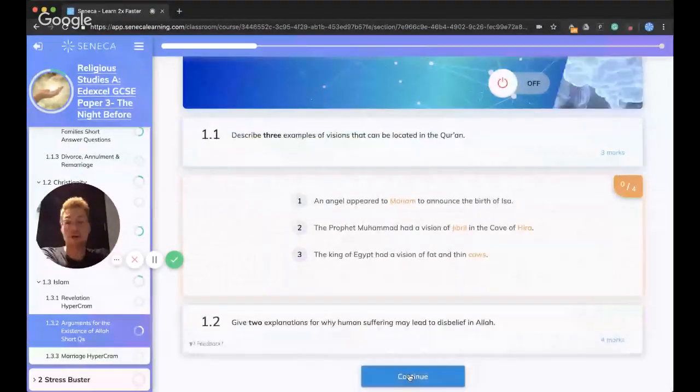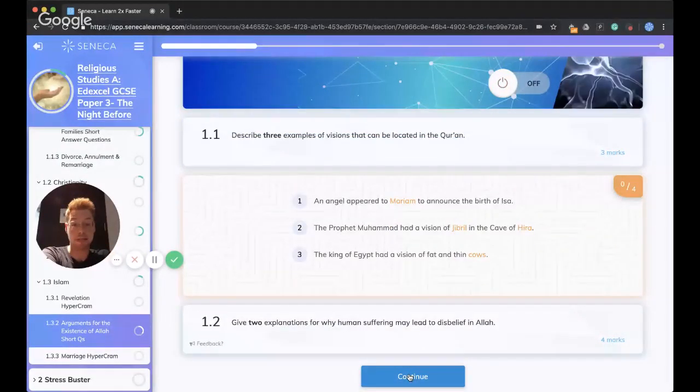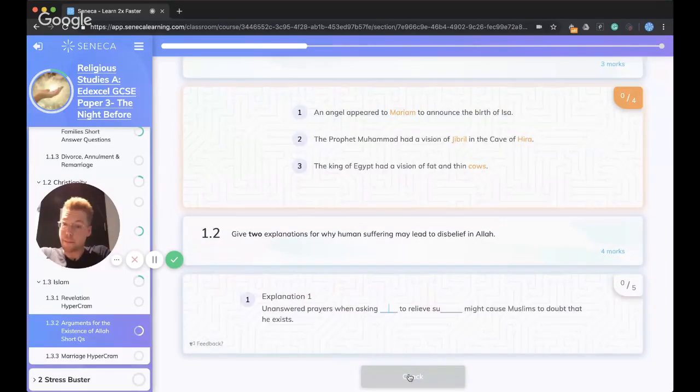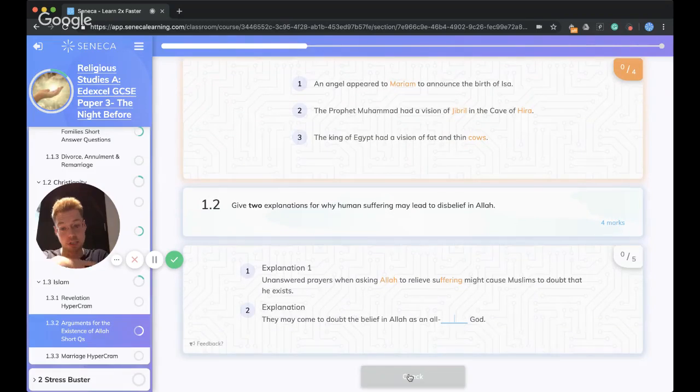Next, we're going on to 2 explanations for human suffering that may lead to disbelief in Allah. Again, this is a part B question. This is that important moment where you've got to give an explanation and then explain it. So, unanswered prayers when asking Allah to relieve suffering might cause Muslims to doubt that he exists. Explanation: they may come to doubt the belief in Allah as an all-merciful God.